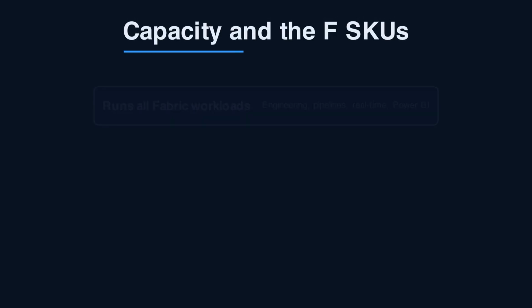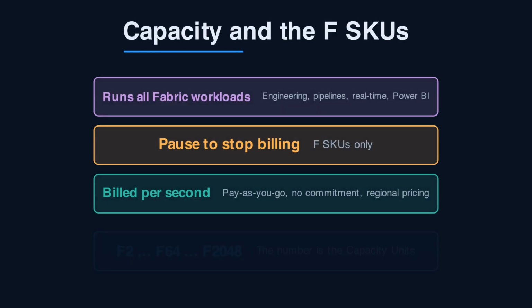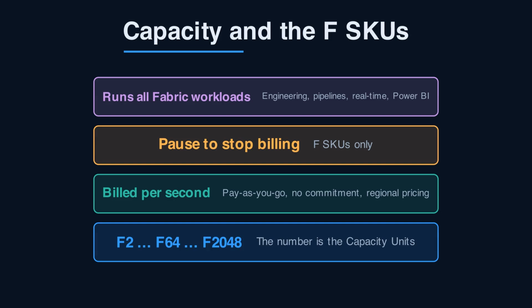On the per capacity side, you buy an F SKU, from F2 all the way up to F2048. The number is the count of capacity units, the raw compute the pool provides. A bigger number means more concurrency and bigger data. Azure F SKUs are billed per second with no commitment. The price is regional. And, crucially, you can pause a capacity to stop paying when no one is using it.